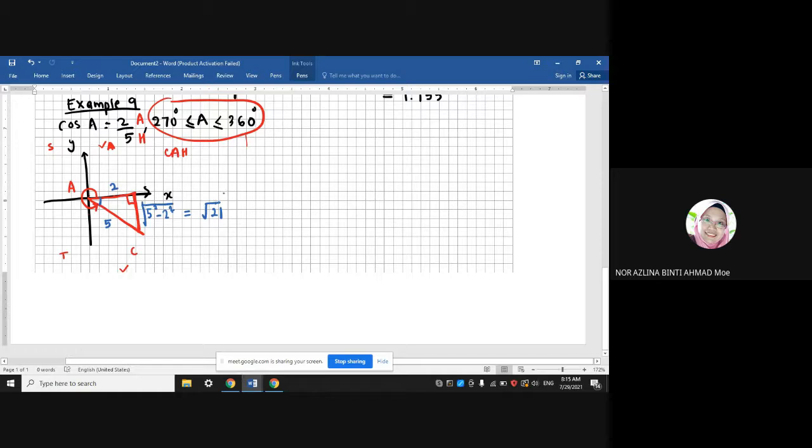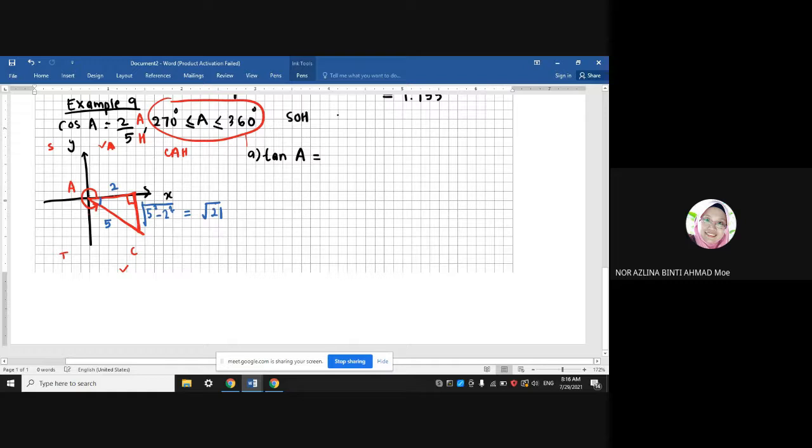Okay, saya ambil jarak dahulu. So nilai itu adalah square root 21. Okay, saya tak ambil positif negatif lagi. Saya baru tentukan kedudukan dan saya cari nilai setiap satu sisi. Okay, next, A. Find tangent A.